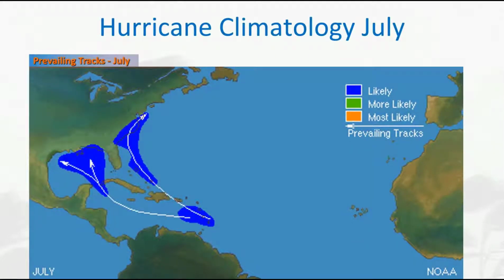So here is the image for July, and just like in June, not many systems form in the Atlantic as the water temperatures aren't necessarily warm enough, and conditions usually are not favorable due to strong upper and mid-level winds, which we'll talk about later, known as wind shear. So usually the systems tend to form closer to the United States and the Gulf of Mexico and the Caribbean. As you can see, even in July, there is a possibility for systems to affect Texas and the Gulf Coast.